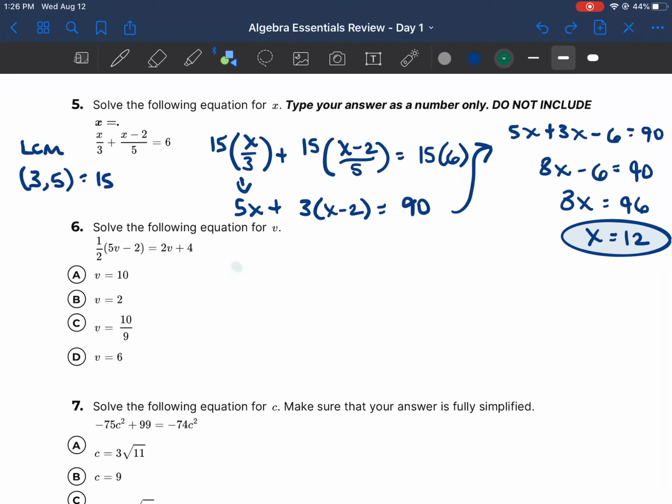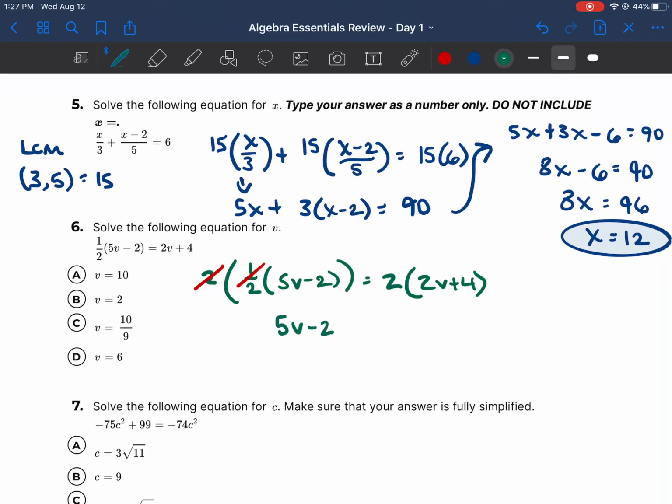So 2 times 1/2 times 5v minus 2, so I'm multiplying the left side by 2, and then I also need to multiply the right side by 2, 2 times 2v plus 4. The nice thing here is that the 2 and the 1/2 are multiplicative inverses of each other. We'll just get a 1. So on the left side, we're left with 5v minus 2. On the right side, distributing the 2, we would get 4v plus 8. And now we go about our equation solving process. Let's subtract 4v from both sides. That would give us 1v on the left. If we add 2 to both sides, we would get 10. And we now have that v equals 10, which means our answer is A.